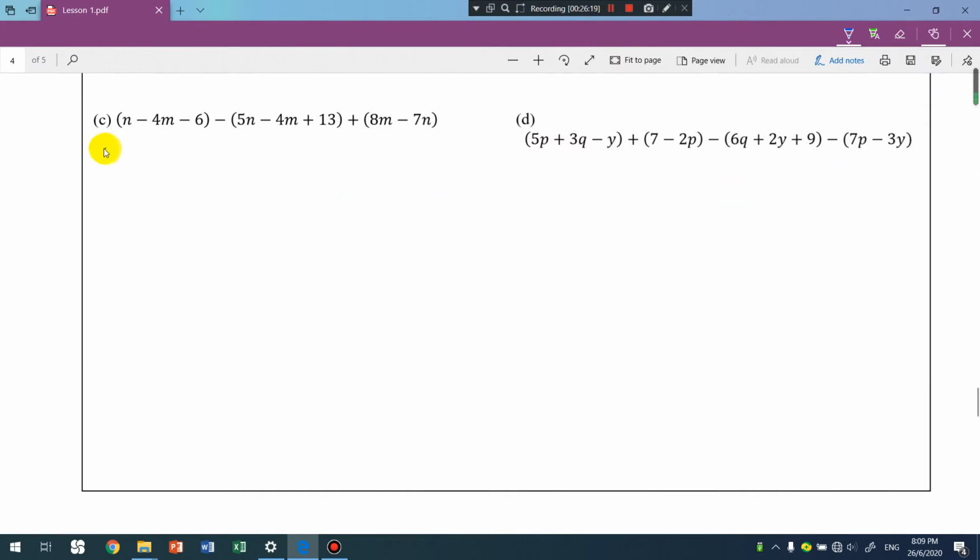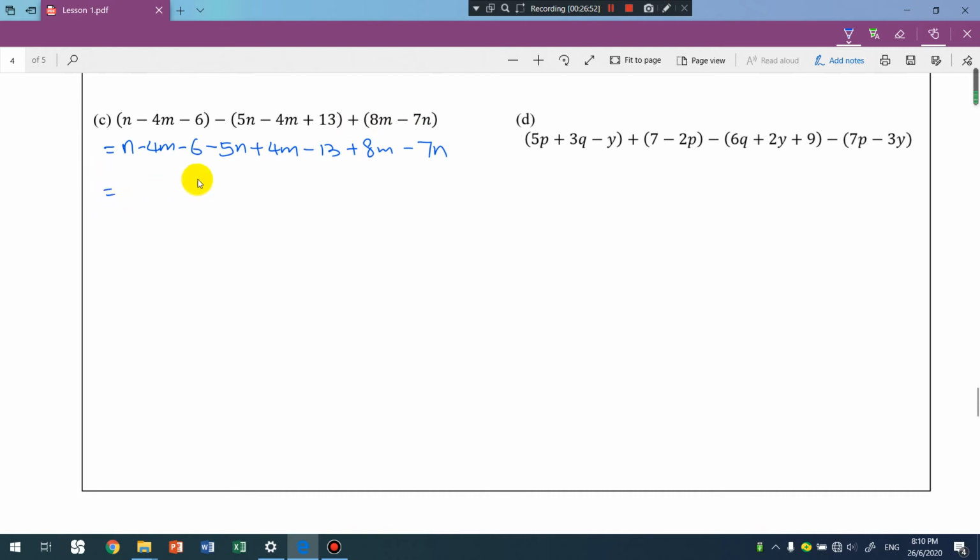Okay, let's try part C. This is a little bit long, but it's the same thing. First step, open up the parentheses, and minus 4m minus 6, negative, extra careful. Negative, positive, you give negative, right? Negative, negative, positive 4m. Negative, positive will give you negative 13. Okay, then positive should be no problem. Positive, positive, you get positive. Positive, negative, you get negative 7n.